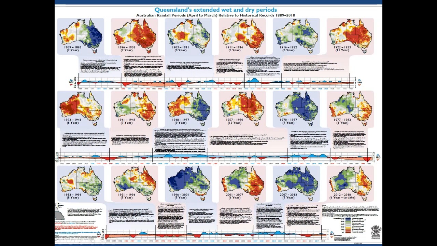The text underneath are notable contextual occurrences, social, climate, and economic, to put the periods in context. Down below here, we have the SOI and IPO time series, the same, and you can have a look at how both of those interacted with that particular dry period.